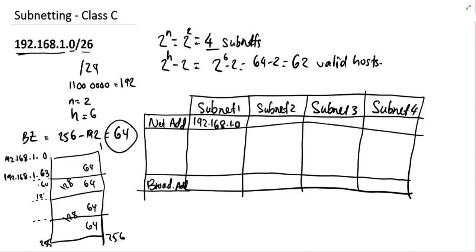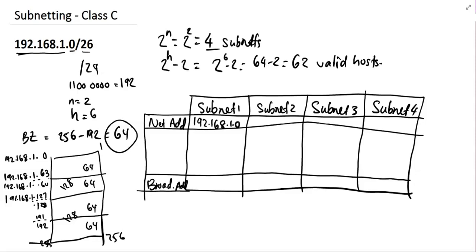That will be 127. So that IP will be 192.168.1.64, and this will be 192.168.1.127. And after 127 you have 128, and that goes up to 191, and after 191 you have 192, and then it continues this way.